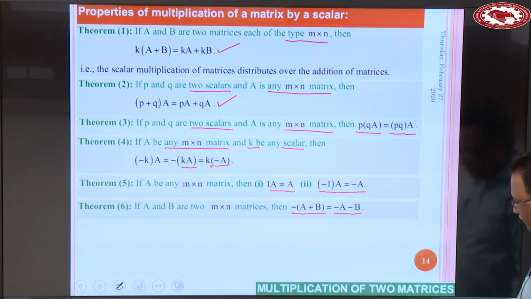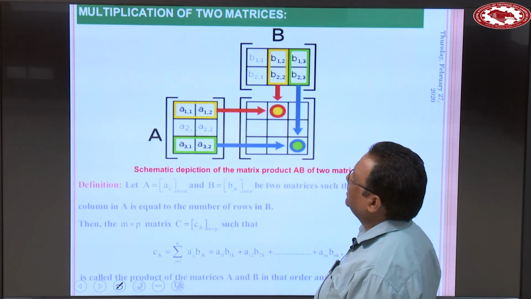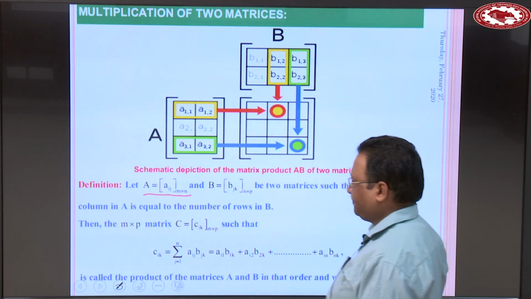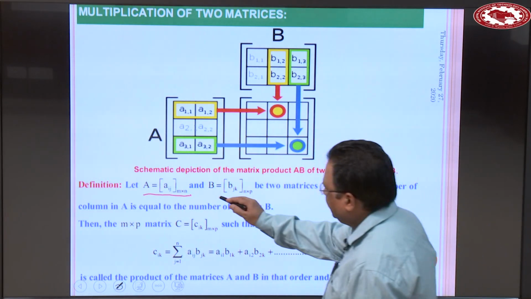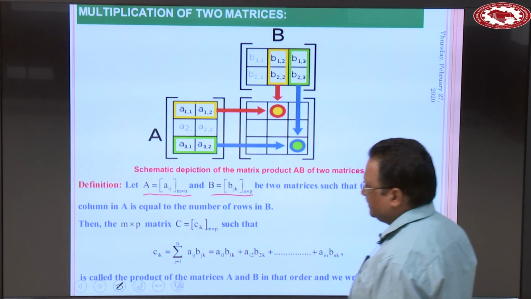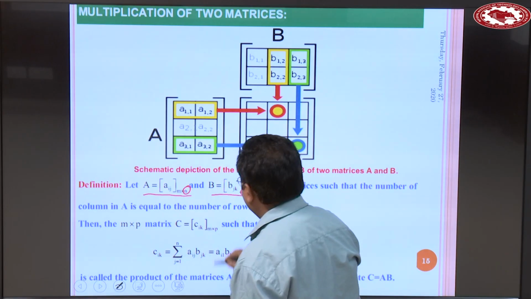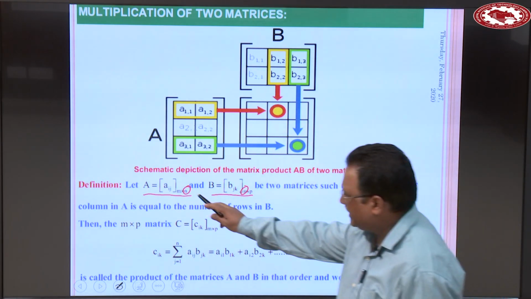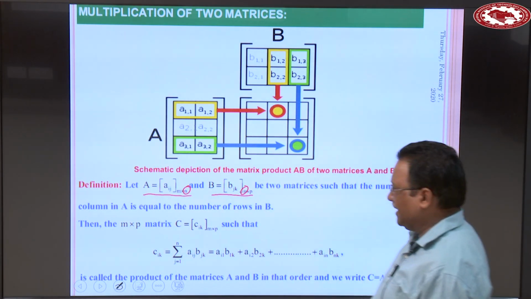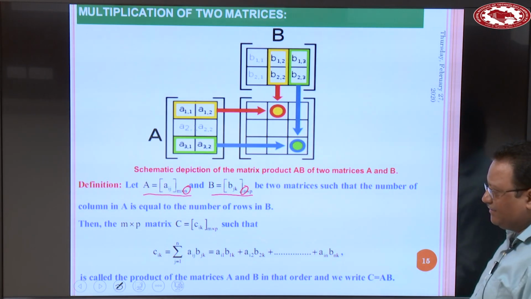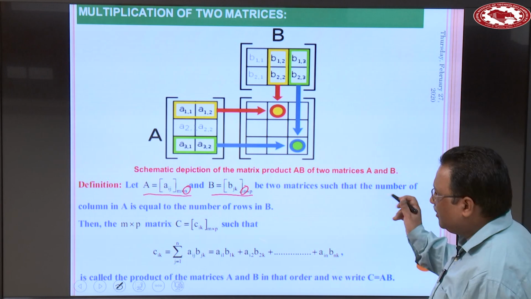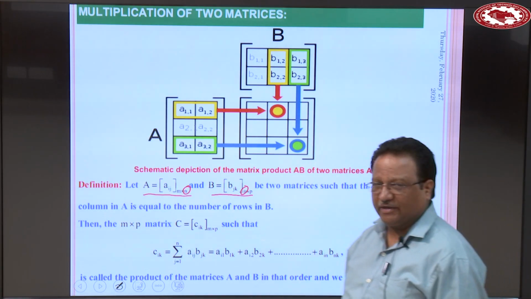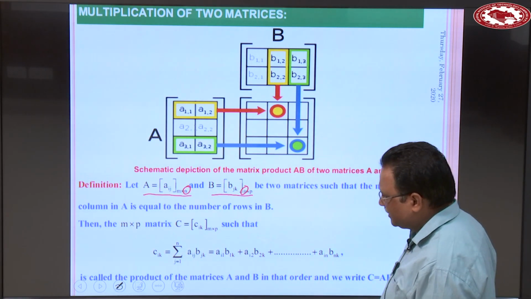Multiplication of two matrices. Let A is equal to [aij] m by n and B is equal to [bjk] n by P. This n is equal to this n. Be two matrices such that the number of columns in A, means n, is equal to the number of rows in B, n. So we have given two matrices A and B where number of columns in A is equal to the number of rows in B. Then multiplication is possible. And that multiplication can be written this way.